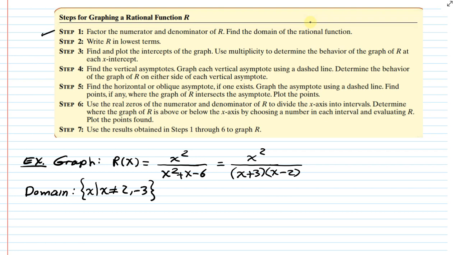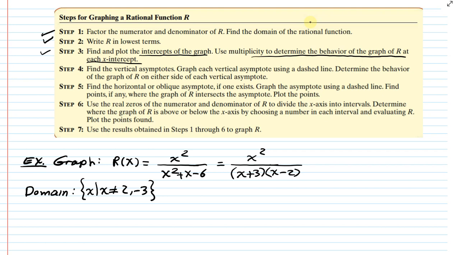Check. Step 2, write R in lowest terms. Well, R is the rational function in lowest terms. At this step, that means if there are common factors, you cross out common factors from the top and the bottom. I don't see any common factors here, so step 2 is done. The expression is in lowest form or simplest form. Step 3, find and plot intercepts of the graph. Use multiplicity to determine the behavior of the graph of R at each intercept.